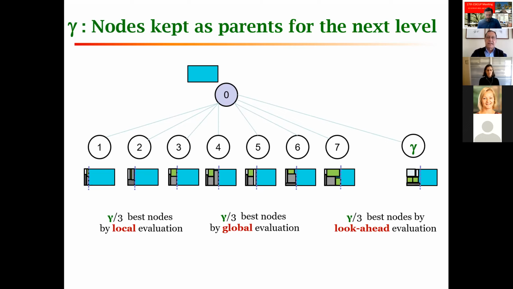So instead of using the classical global evaluation for selecting all nodes to be kept, after some tests, we decided to keep 1/3 of the best nodes according to the local evaluation, 1/3 of the nodes coming from the global evaluation, and also 1/3 of the nodes, the best nodes in a look-ahead evaluation consisting just in adding a second strip to the partial solution. Our tests show that this strategy is better than the classical one using only the global evaluation.